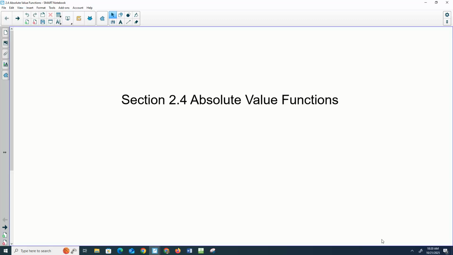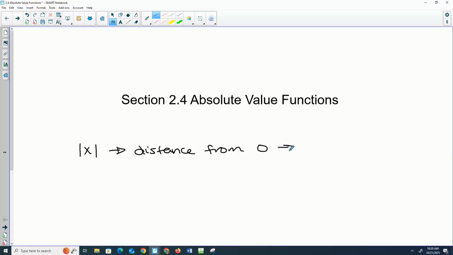So the next thing we are talking about is absolute value functions. We talked about the absolute value graph, so we've seen some of this, but I want to talk more about the function itself. What is absolute value? What does that mean? It's always positive. Right. So absolute value tells us a distance from 0, so it's always positive.